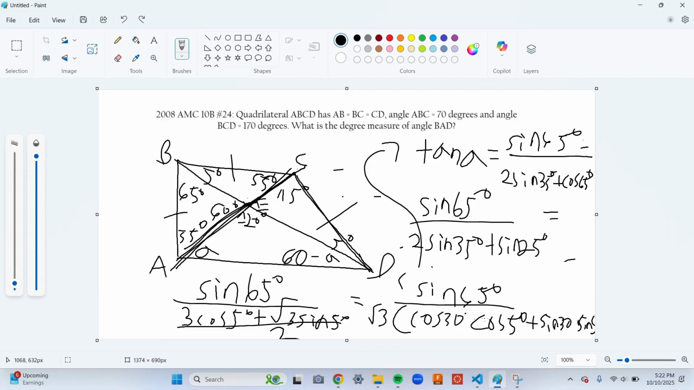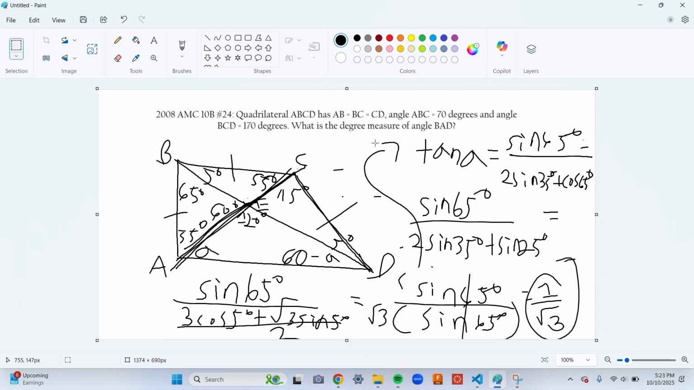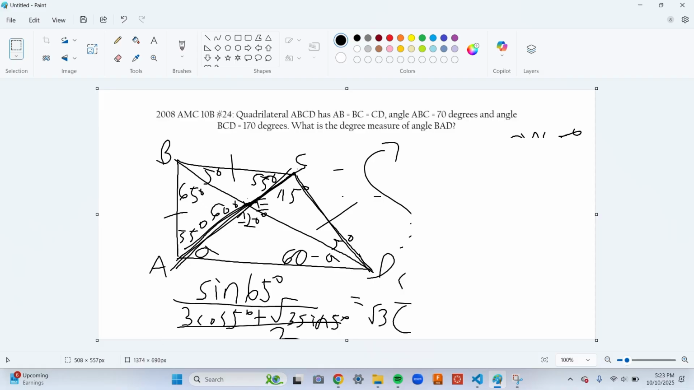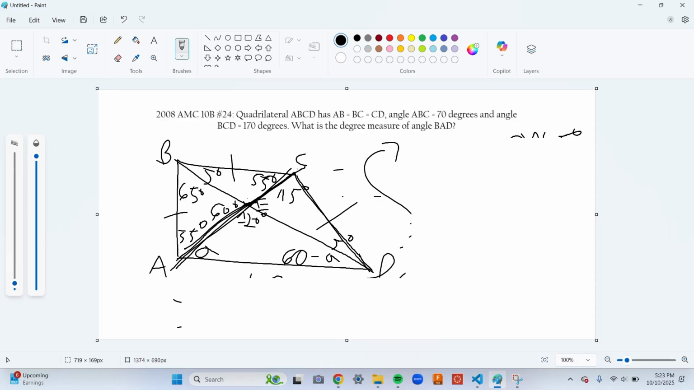So this becomes root 3 cosine 25 degrees. Now cosine of 25 degrees is the same thing as sine 65 degrees. So the sine 65 degrees cancel, and we're left with 1 over root 3. Okay, so now back to our angle alpha. We can take the inverse of tangent on both sides. So we have tan of alpha equals 1 over root 3, so that means alpha is equal to the arctan of 1 over root 3.